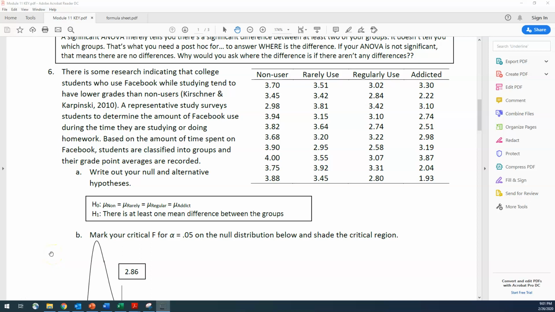Hey, so it seemed like a couple students were struggling with computing the ANOVA for Module 11, and I just wanted to walk you through a quick video about how that's done.